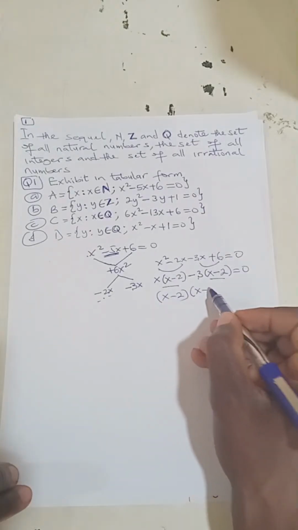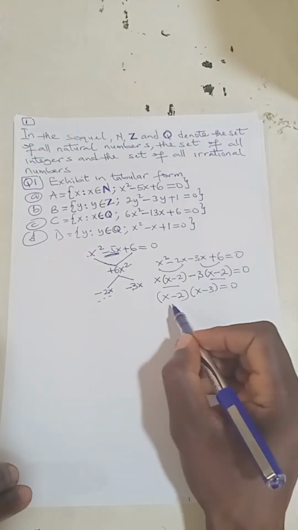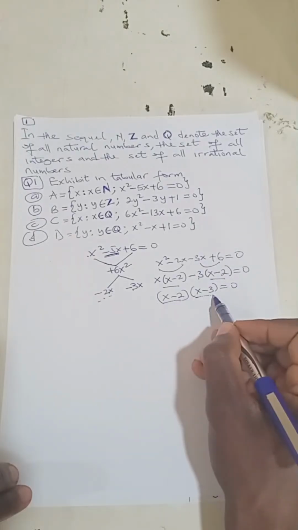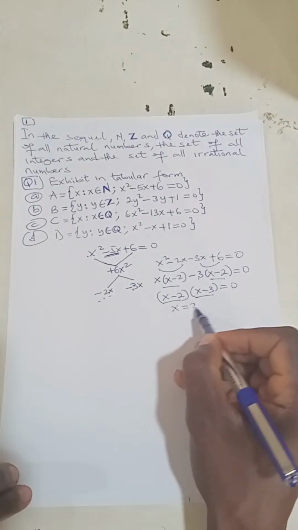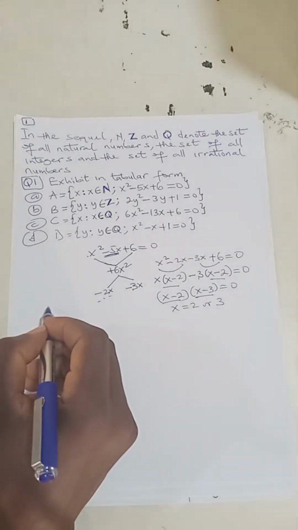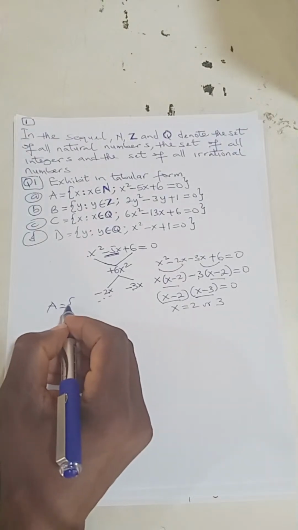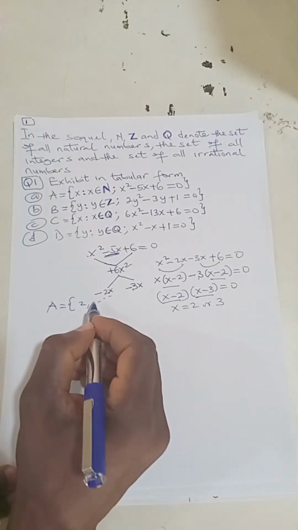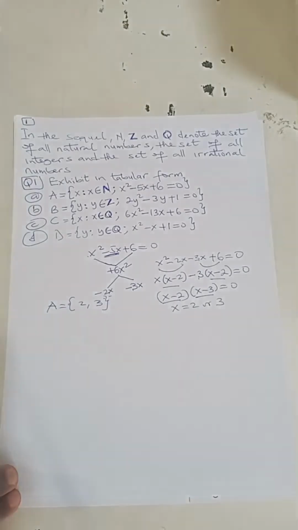Then x minus 3 equal to 0. So this is equal to 0, this is equal to 0. So x is equal to what? 2 or 3. So our answer will now become A is a set of 2, 3. That is the natural numbers. Okay, that is the natural numbers.